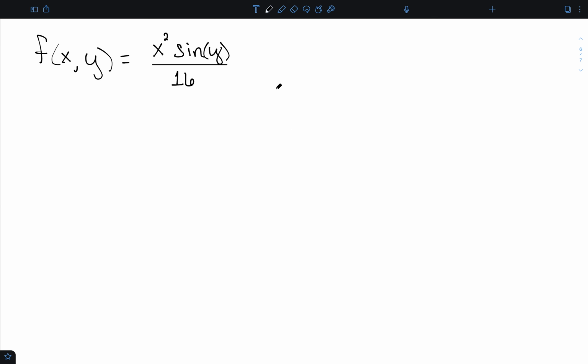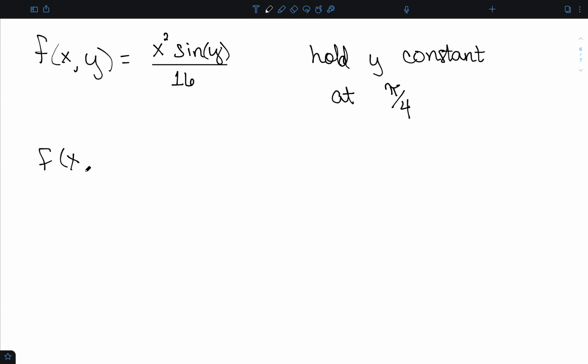If I once again consider my function, let's consider what happens if we hold y constant at pi over 4. So I'm going to hold y constant. So in other words, I'm going to look at the function f of x comma pi over 4.